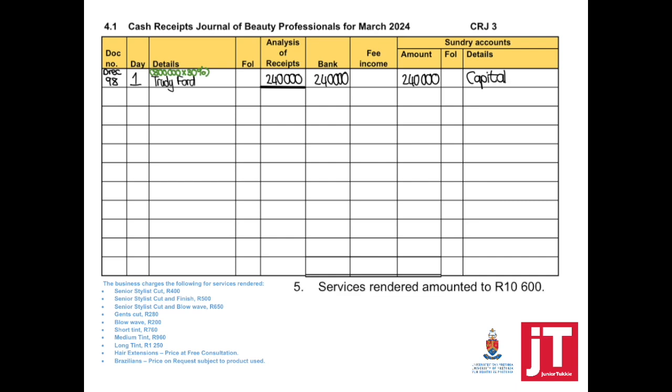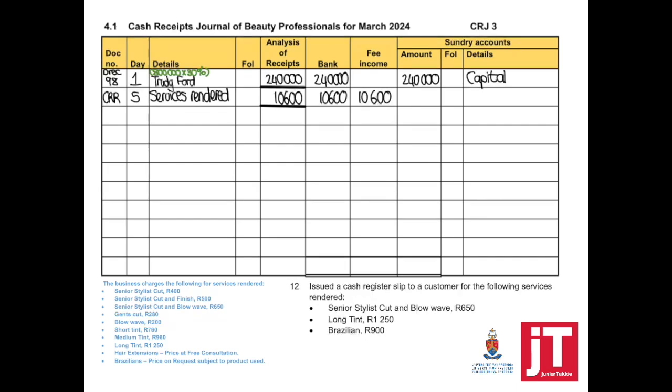Day 5, services rendered amounted to 10,600. On day 5, cash register roll. From who? Services rendered. How much? 10,600. At the end of the day, we draw a line. How much should we deposit into our bank account? 10,600. For what reason? Fee income.